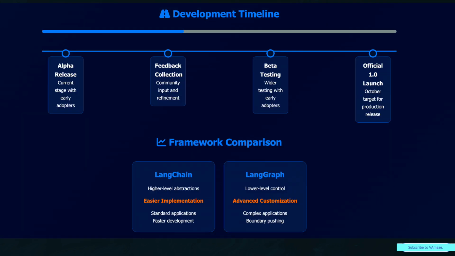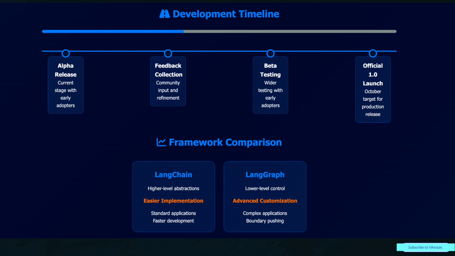Community-driven development. The request for feedback and the planned timeline leading to an official October release demonstrates a community-driven development approach. Rather than releasing in isolation, the team is actively soliciting input from real-world users to refine the final version of what could be the standard foundation for AI agent development.